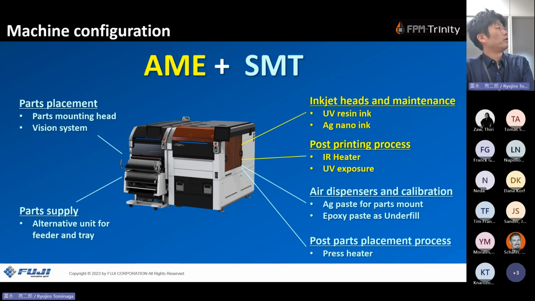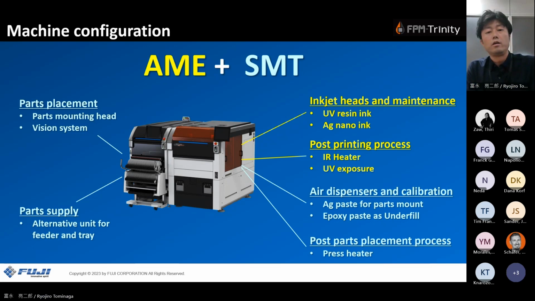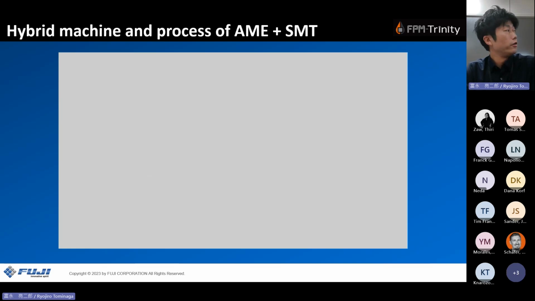And for part placement, we have it at the left side. The part supply unit is an alternative one for both feeder and tray. And for the post part mounting process, here is a laser heater unit. So those many units are combined and integrated in this machine. So here I'd like to show you a movie to explain the process flow.